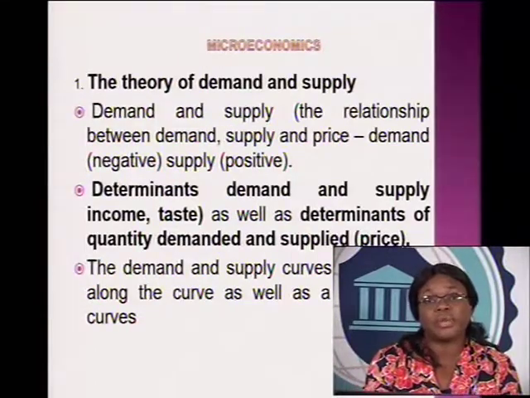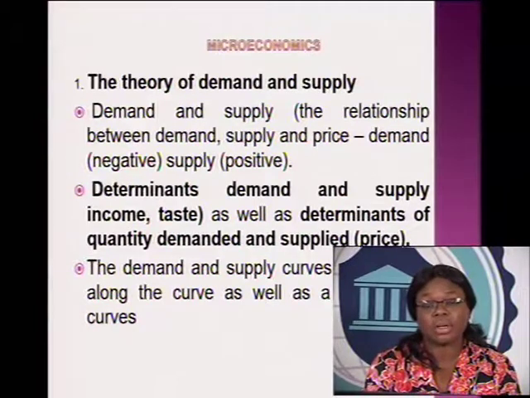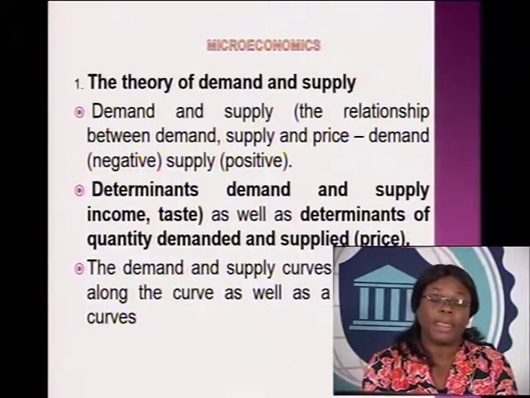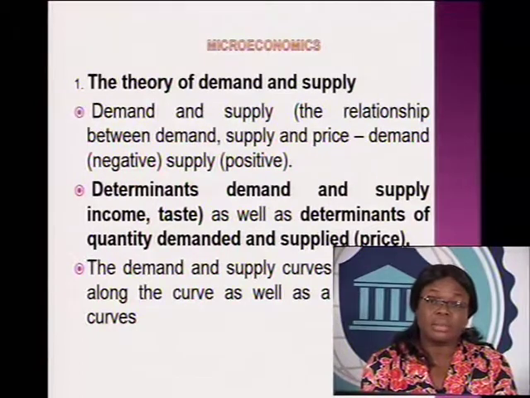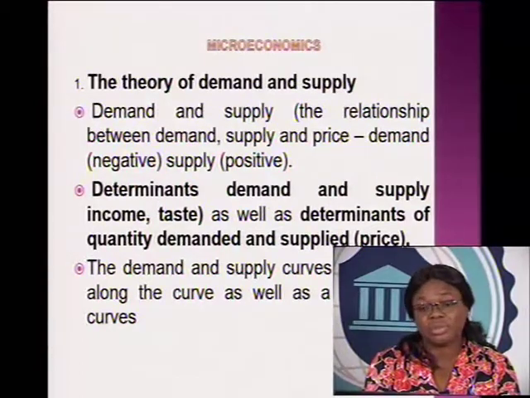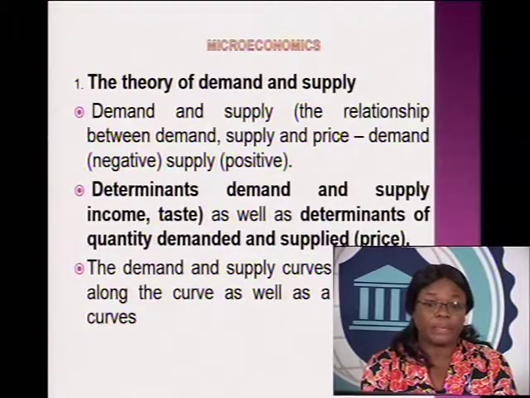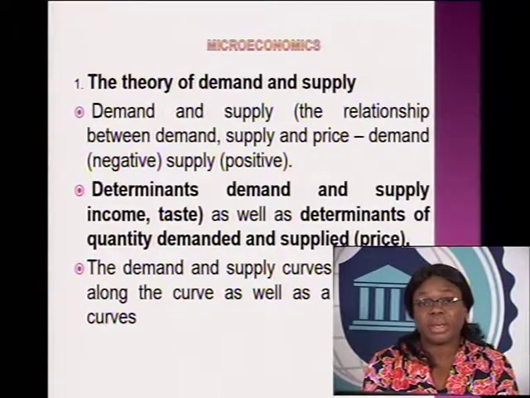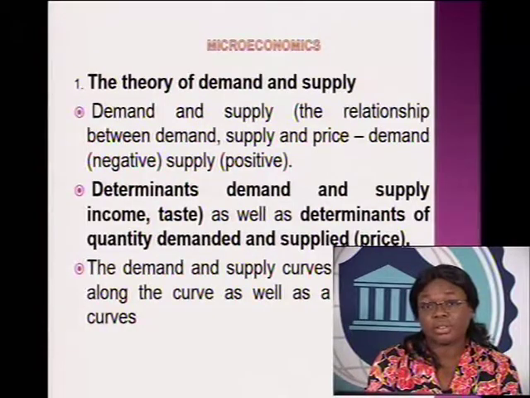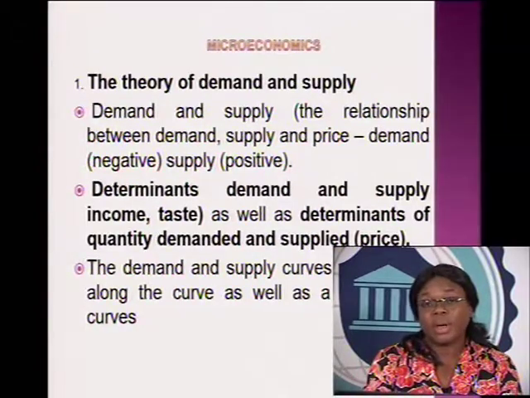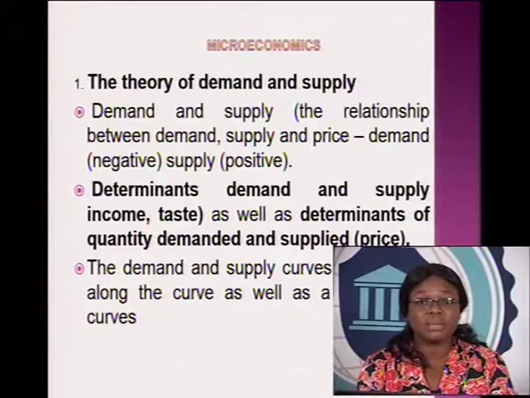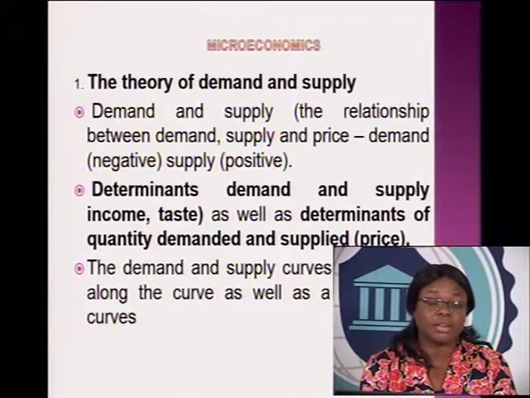Now we go to the first point in the microeconomic aspect of the course outline, the theory of demand and supply. The theory of demand and supply is simple. It's basically the relationship between price and quantity demanded or quantity supplied. The theory of demand has to do with how consumers react to changes in price. When the price of a commodity increases, the quantity demanded reduces. And that is the theory of demand.